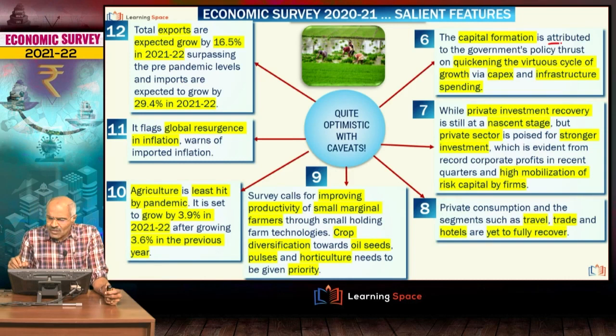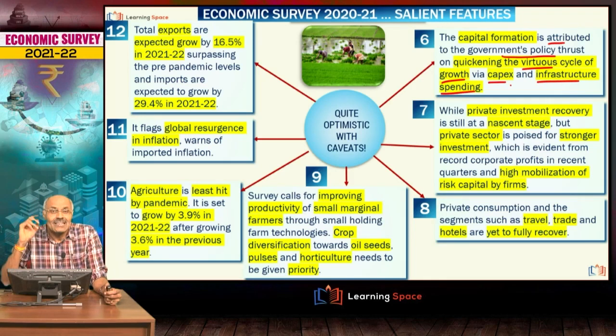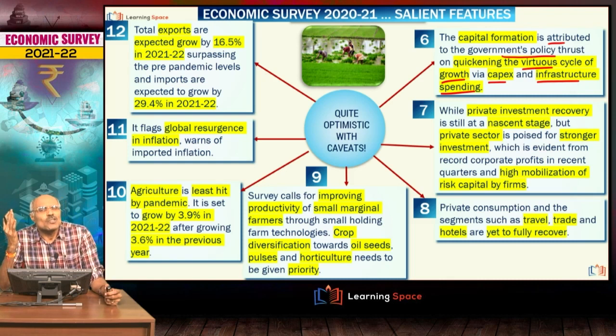Now, the capital formation is attributed to the government's policy thrust of quickening the virtuous cycle of growth via capex and infrastructure spending. What is the meaning? Vicious cycle, opposite is virtuous cycle. Suppose when the fiscal deficit goes out of control, then inflation will take place in the country. Because of that, government may be required to borrow more and the rupee may slide. That's all vicious cycle. Opposite is virtuous cycle. Because of various government programs, now we are in the virtuous cycle of growth.